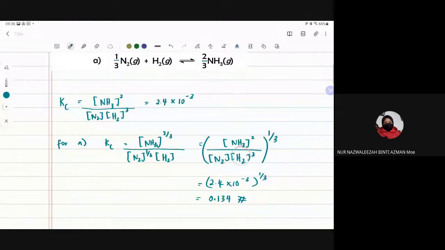Ada soalan tak tentang yang ini? Does anyone have any question for this? Jelas ke saya punya explanation guna indices ni?